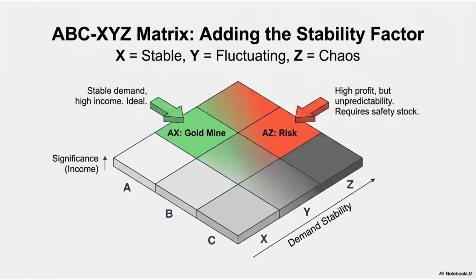In this system, Category X covers items with stable demand, where deviations are minimal. Category Y indicates certain fluctuations, for example, seasonal or promotional. The most complex is Category Z. This is the territory of chaos, where demand is completely unpredictable and random in nature. At the intersection of these two coordinates, 9 different strategic zones are formed. The most desirable for a business is the AX group, the so-called gold mine.